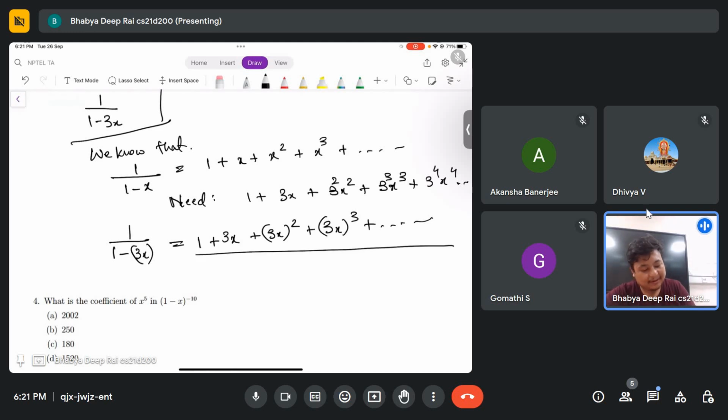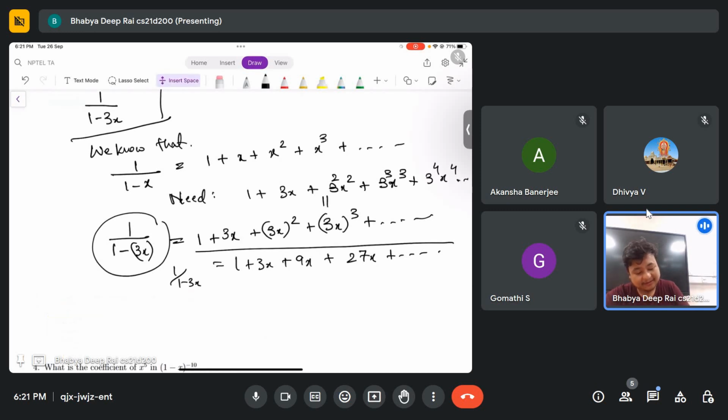So this is what I get. But this and this is nothing but the same thing, right? So this is 1 plus 3x plus 9x² plus 27x³ and so on. So the required answer is 1 by 1 minus 3x.